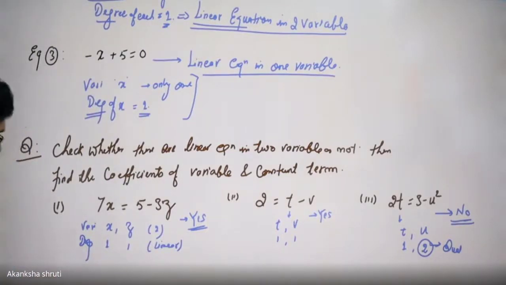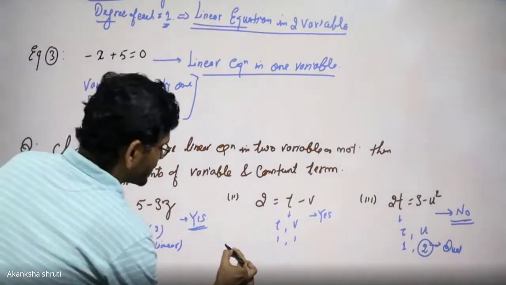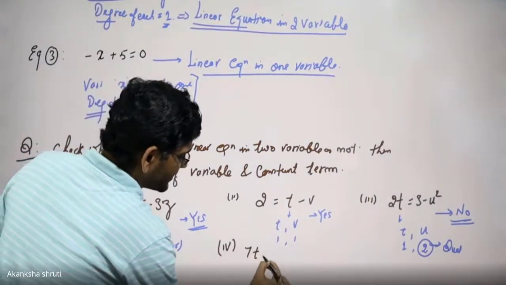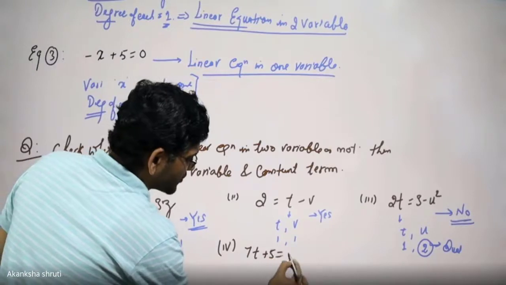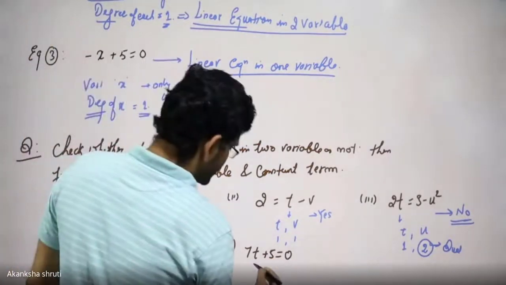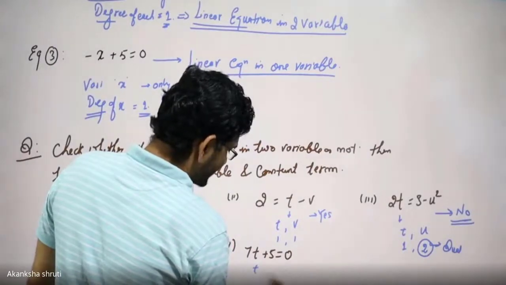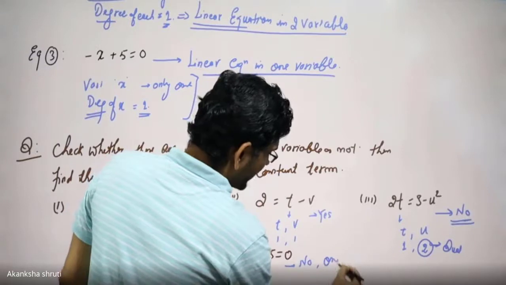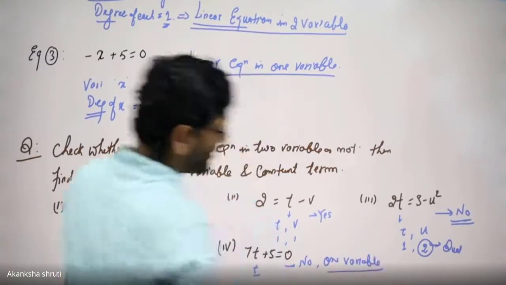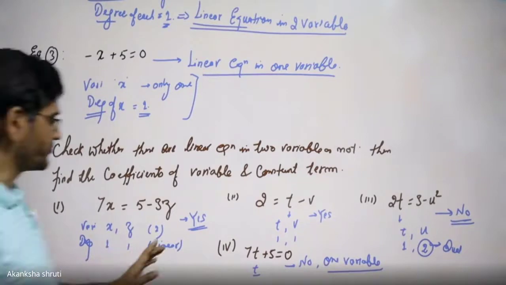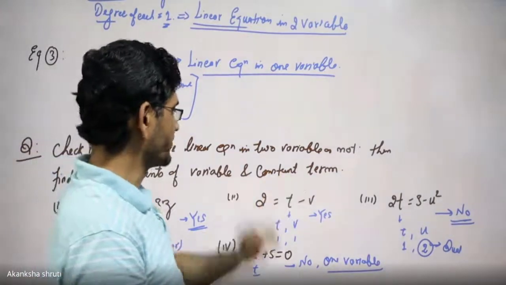Students, if more questions, let me take one more. Say 7t plus 5 is equal to 0. Is it two variables? No. t is the only variable. The answer is no. It is one variable. This way the two variable and linear nature can be determined. Linear means the power of all the variables must be 1.